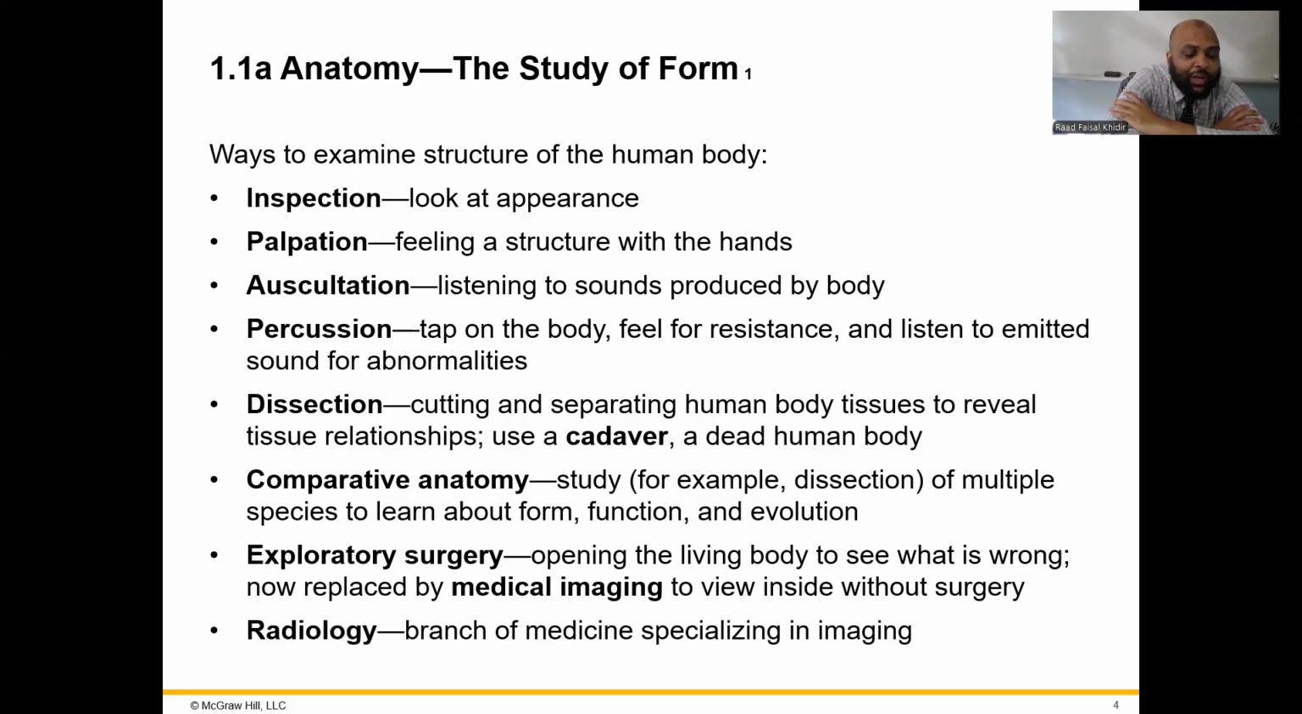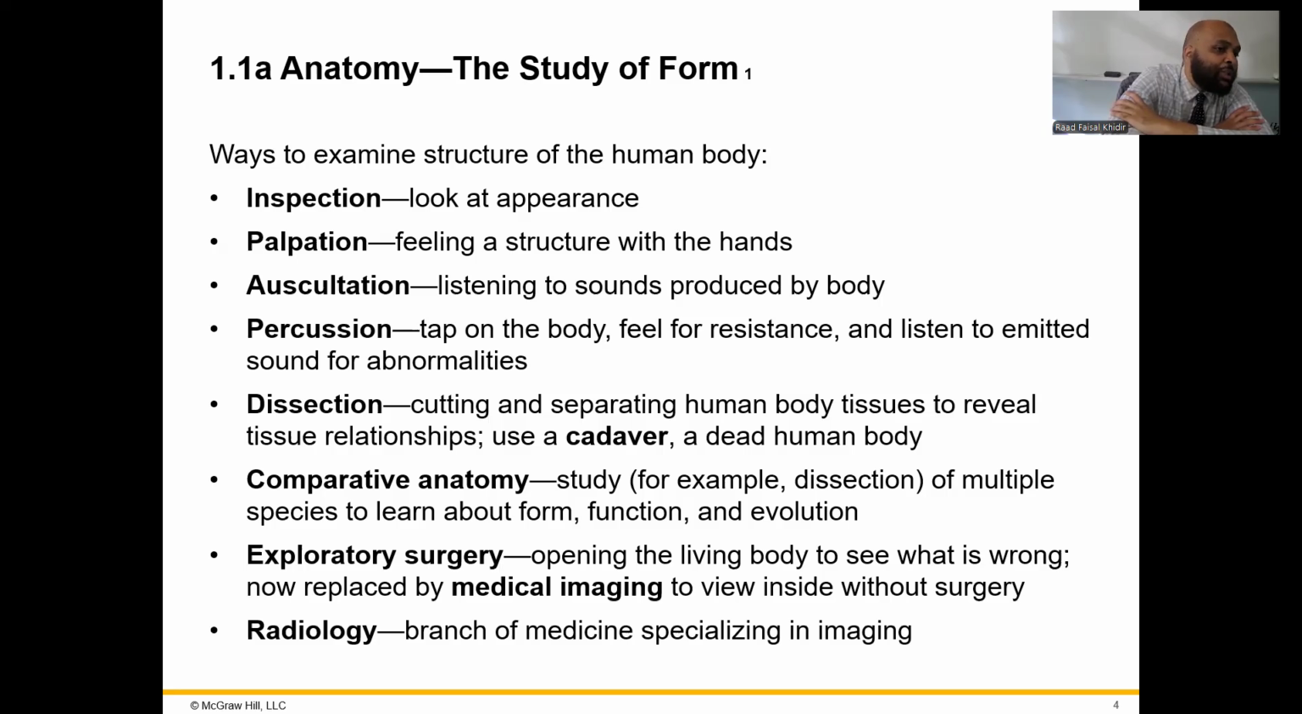There's also exploratory surgery, and that is when we open the living body to see what is wrong. And it is now replaced by medical imaging. Back in the day, if you had abdominal pain, they had to open up your belly to see what's wrong. But now, no need for that. No need to open up your belly to see if something is wrong with the liver, or if something is wrong with the intestine.